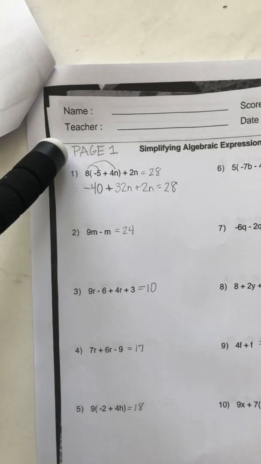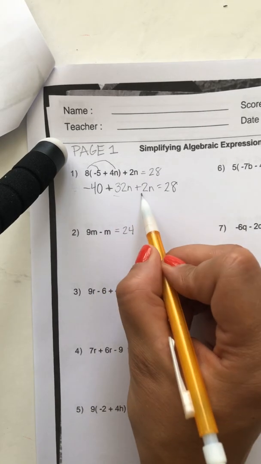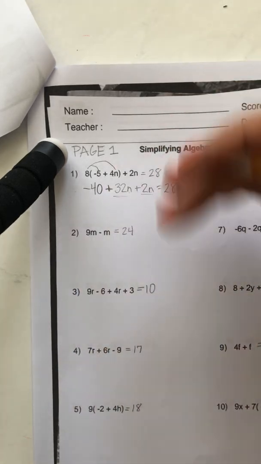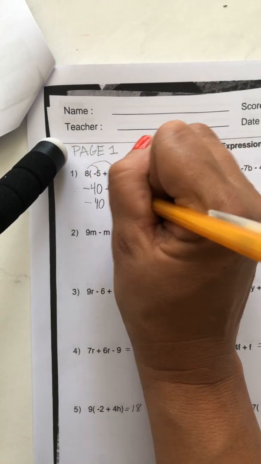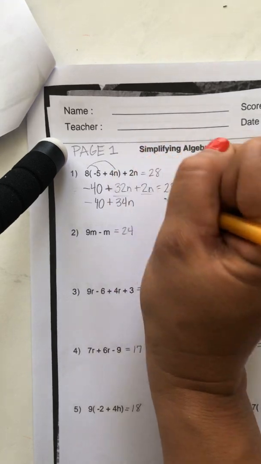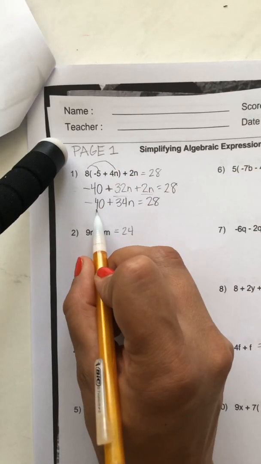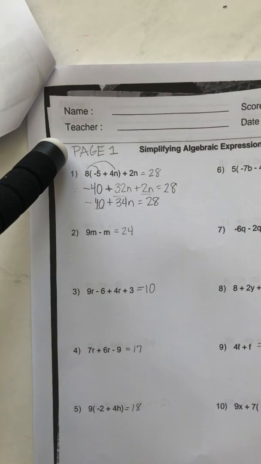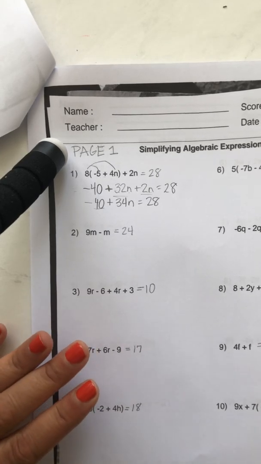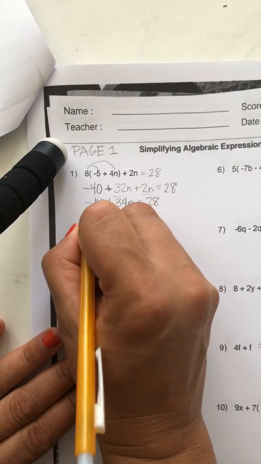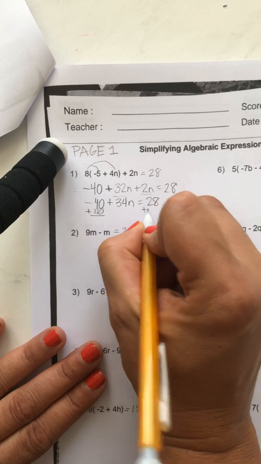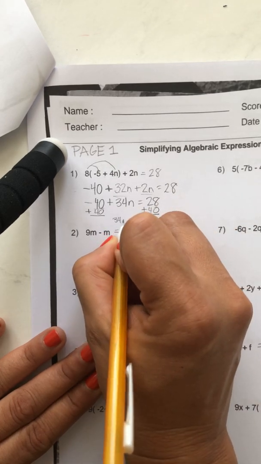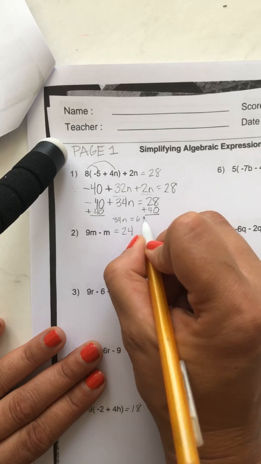Now I can combine two of the terms. I can combine these two because they have the same variable. So I'm going to just write everything down underneath it that I'm not solving for. So 32n plus 2n is 34n equals 28. Now, I need to get rid of this first. You always want to get rid of the one that doesn't have a variable first, before you worry about solving for the variable. So because this is a negative 40, I need to do the inverse operation and add 40 to it. If I do it to this side, I have to do it to this side. And now I have 34n equals 68.